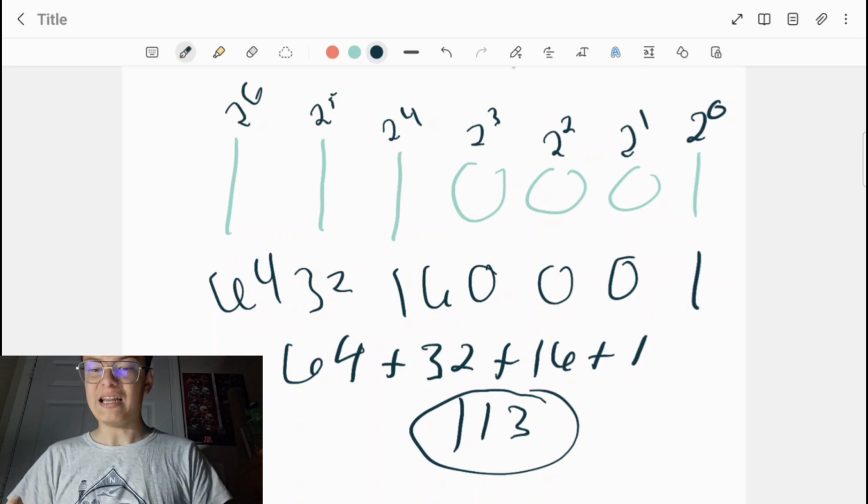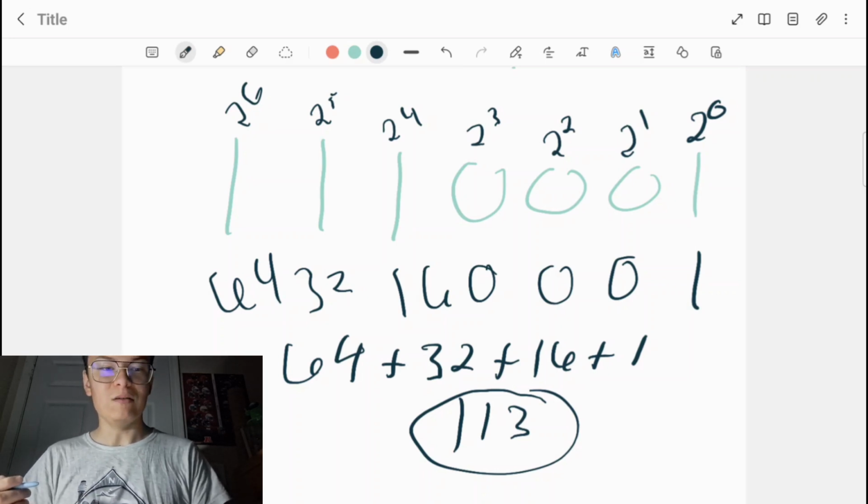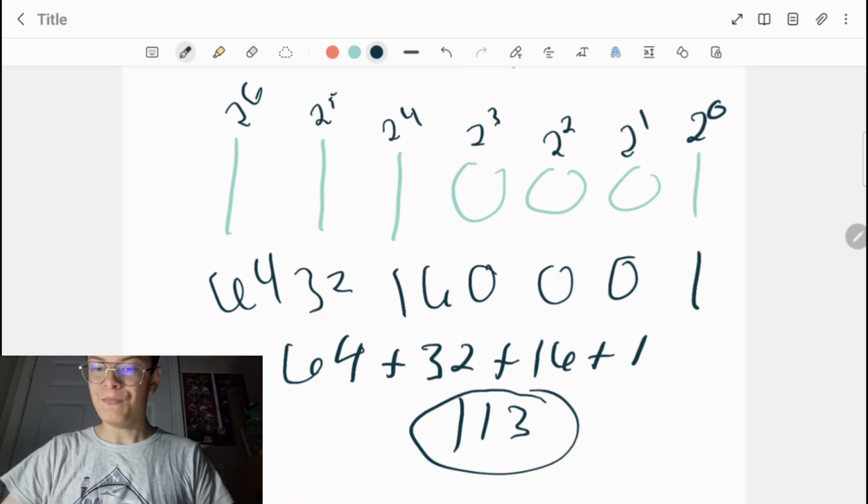So I decided, I was like, it would be a good idea to teach you guys binary numbers. So this is my last example.